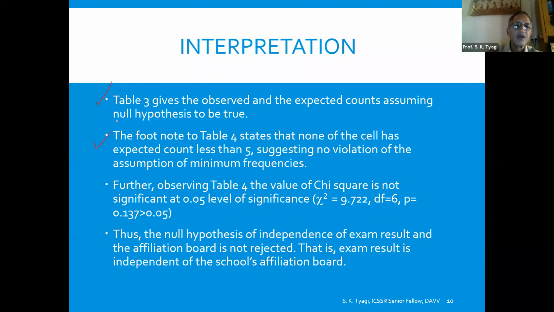Okay, we are safe. Now we can interpret the chi-square value. Now the chi-square value is not significant. First of all, we make a right decision. Chi-square value is not significant.